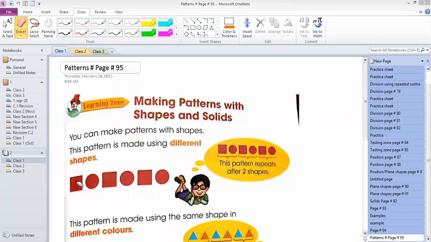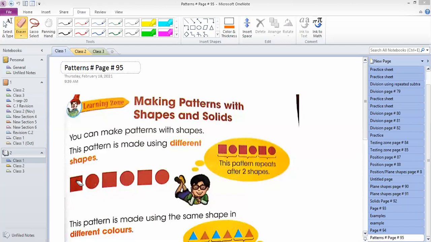We check this pattern. First I'll do just a revision of what we have completed, and then we'll do some more practice and we will learn some more concepts related to the patterns, that we can have patterns in different sizes also, in different colors also, in solids also, right?